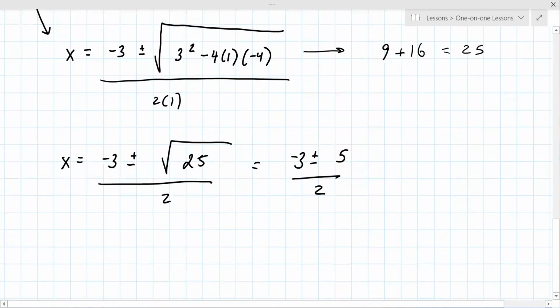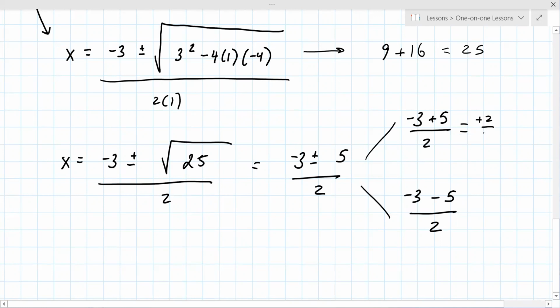So there's really two answers here. Negative 3 plus 5 divided by 2. So I chose the top one. Then negative 3 minus 5 divided by 2. So the top one is positive 2 over 2, which is 1. The bottom one is negative 8 over 2, which is negative 4.